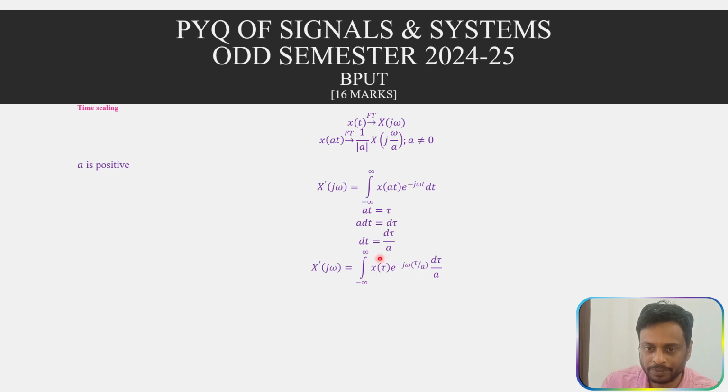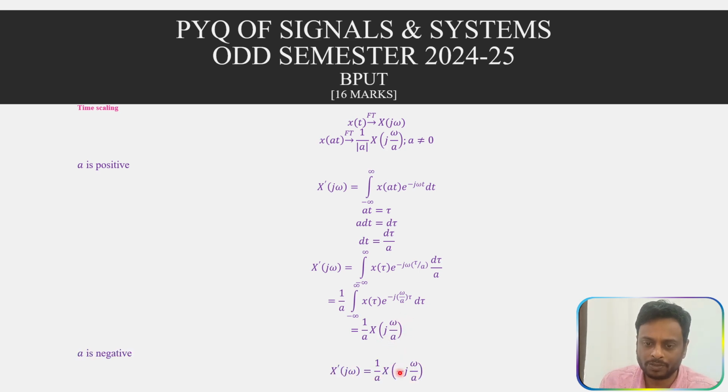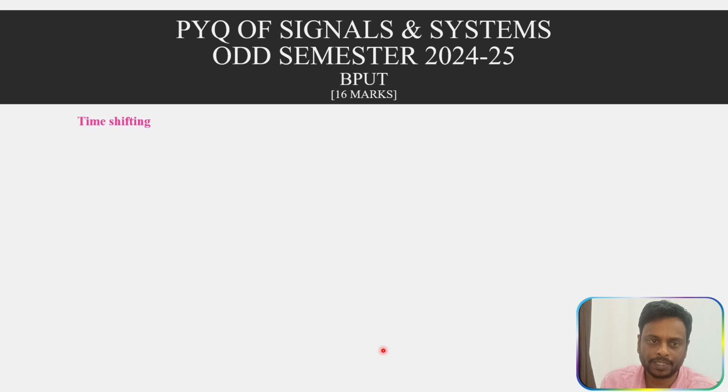So we can change the variable; the limits will be the same. In place of t, it will be tau by a, so dt is d tau by a. You can see 1 by a is kept outside. So it will be x of tau e to the minus j omega a into tau, so it is 1 upon a X of j omega by a. Now a can be positive or negative. So this is time scaling.